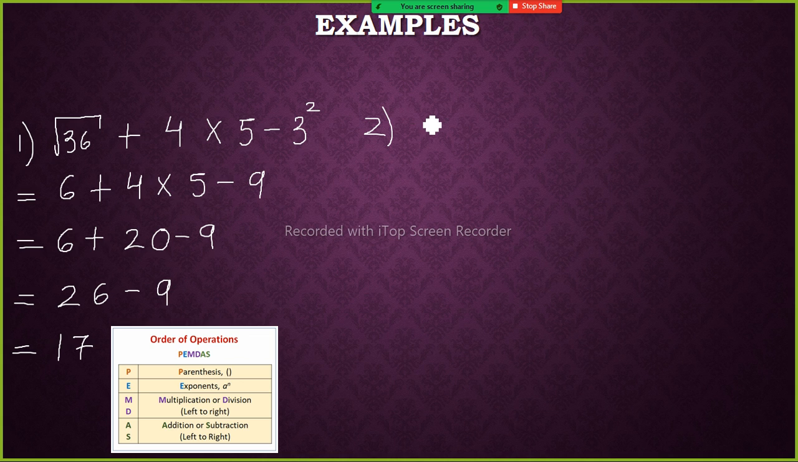Okay, so let's say we have the square root of 16 plus 5 times 6 minus 4 squared. So what's the first thing we do?